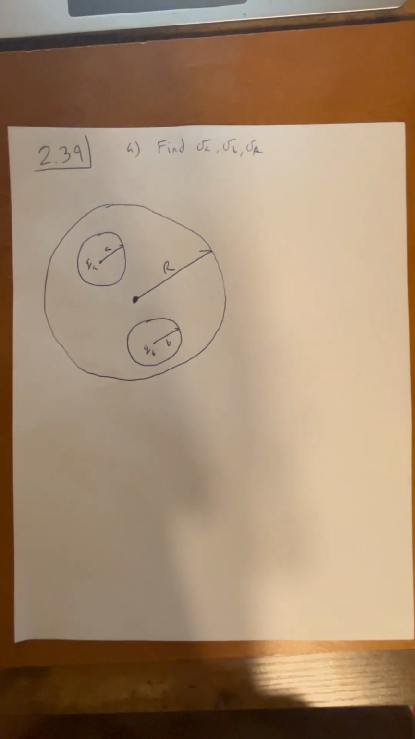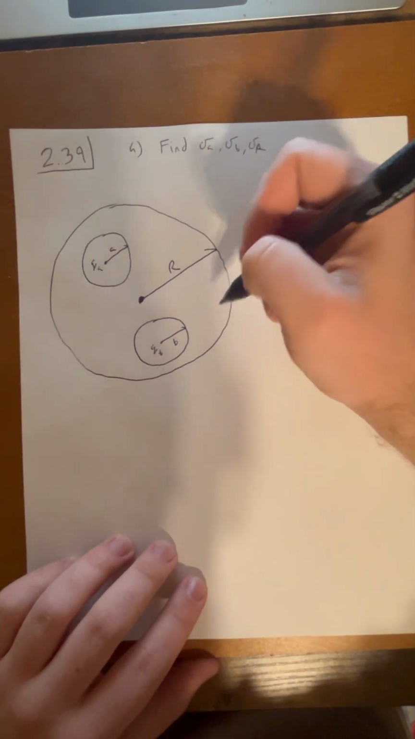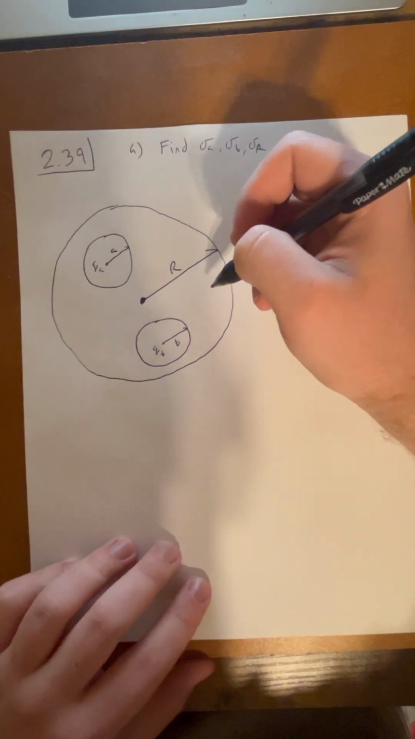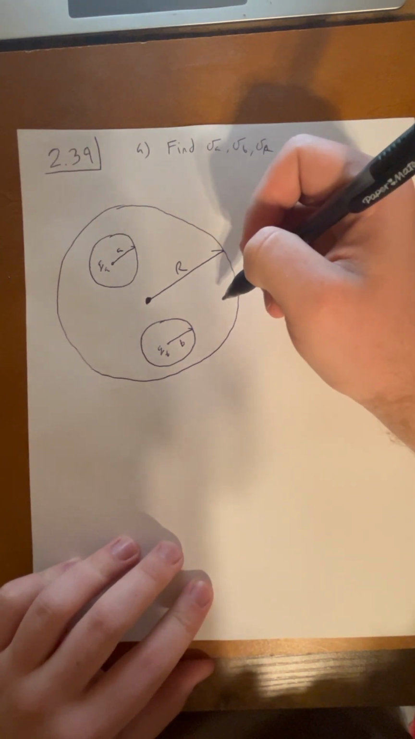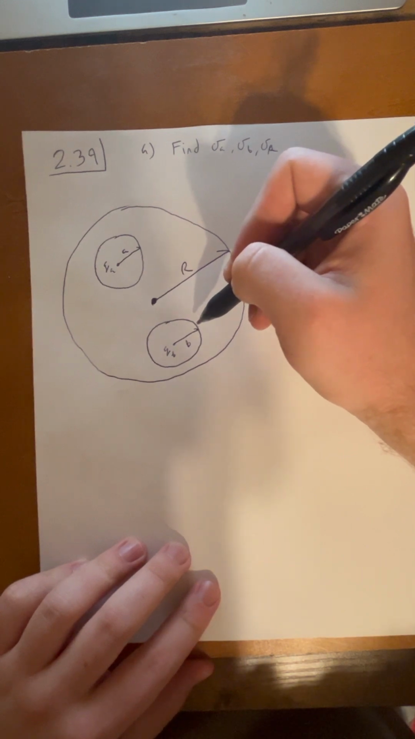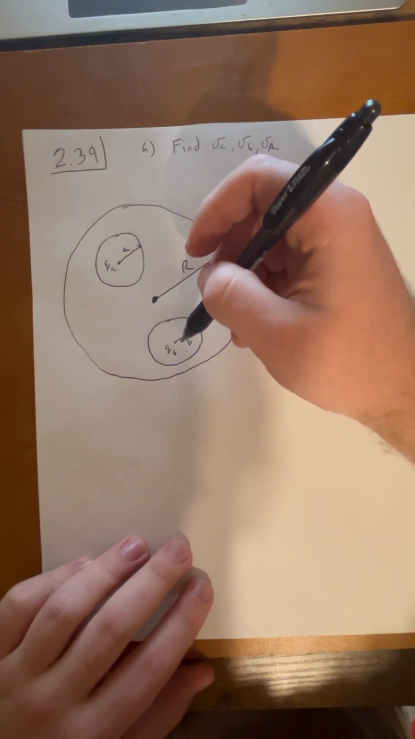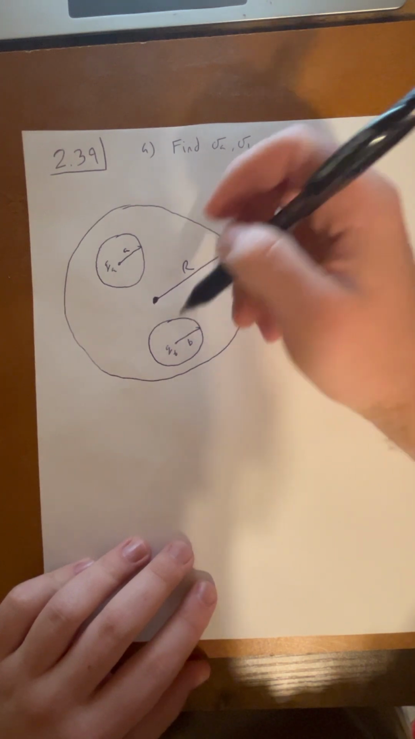Hello, I am Justin Huey, and I'm doing problem 239 from the textbook, in which you are presented with a neutral conducting sphere that has two cavities hollowed out from it, one of radius A, one of radius B respectively. In the one of radius A, they placed a point charge of QA, and in the one of radius B, there's a point charge placed in the center of QB.